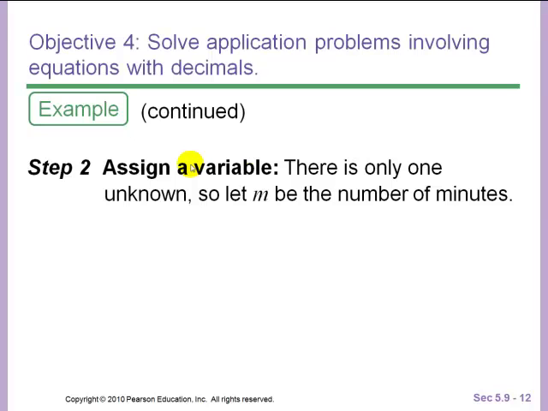Step 2 is to assign a variable. In this case, there's only one unknown, so we'll use that as our variable. That unknown was the number of minutes, so we're going to let m be the number of minutes. You must do this. If you do not assign a variable and tell me what the variable is representing, not what it equals, but what it represents in the equation, you will not get full credit.